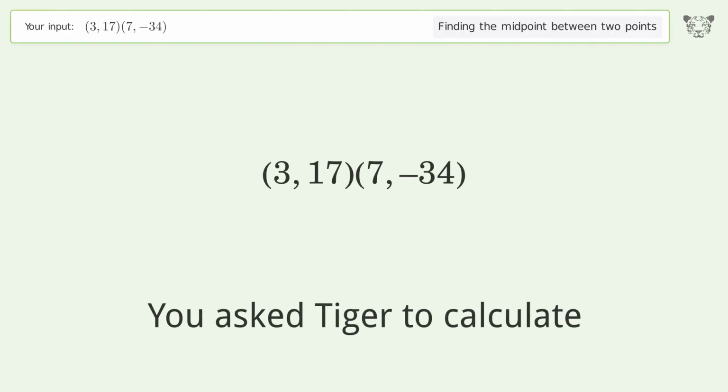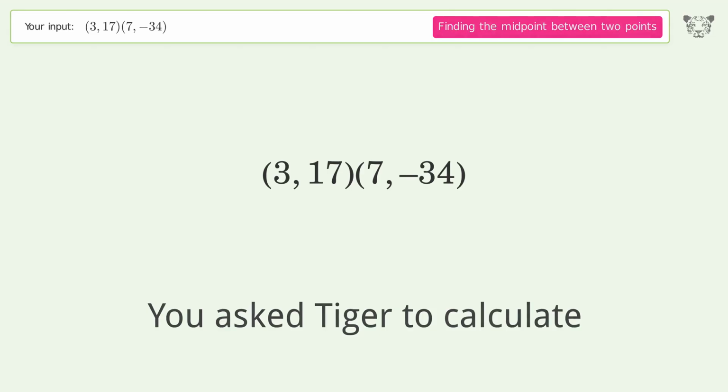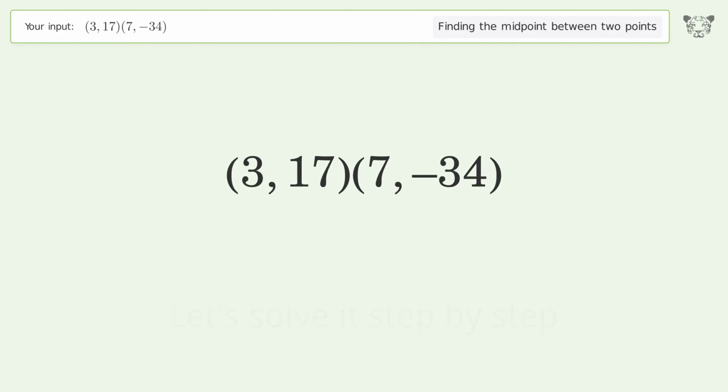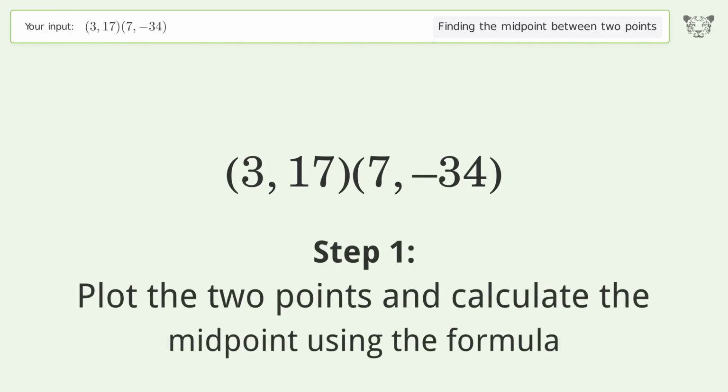You ask Tiger to calculate. This deals with finding the midpoint between 2 points. The midpoint between the 2 points is 5, -8.5. Let's solve it step by step. Plot the 2 points and calculate the midpoint using the formula.